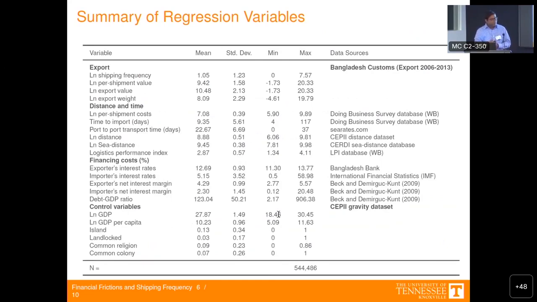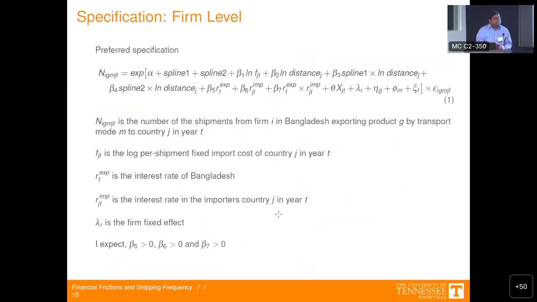These are the variables I'm using. There are several kinds of variables. The first few are exports from trade data, Bangladesh customs data, and then I have distance and time from several sources, such as the Doing Business survey database, which is now legacy. The World Bank discontinued it because of some problem. I also use some gravity variables, control variables, mostly from the CEPII gravity dataset and CEPII distance dataset. For the financing cost, I use exporter and importer interest rate, net interest margin, and the debt-equity ratio. Some of these are from the Beck and Demirgüç-Kunt paper, and others are from the IMF. I also use the Logistics Performance Index from the LPI database of the World Bank. So this is my specification. It seems a little bit larger than here.